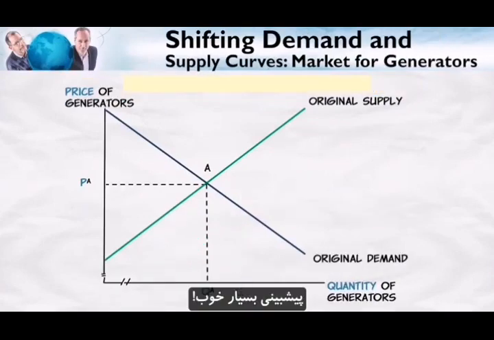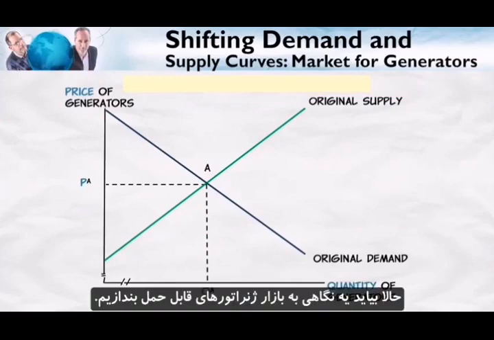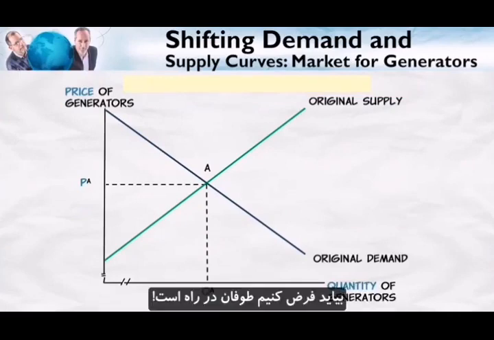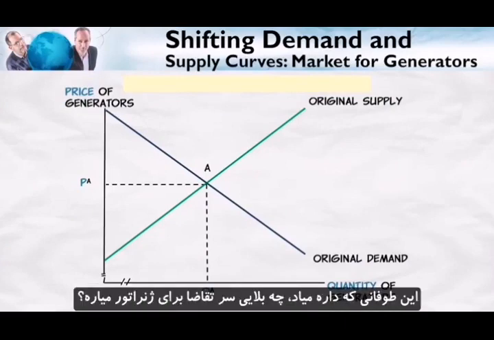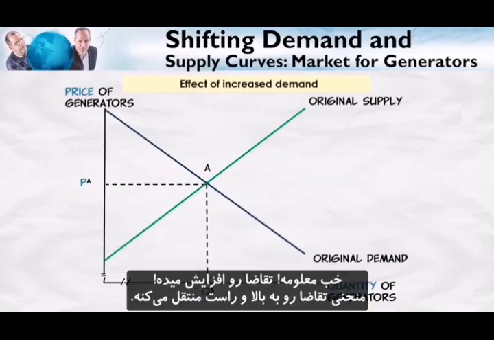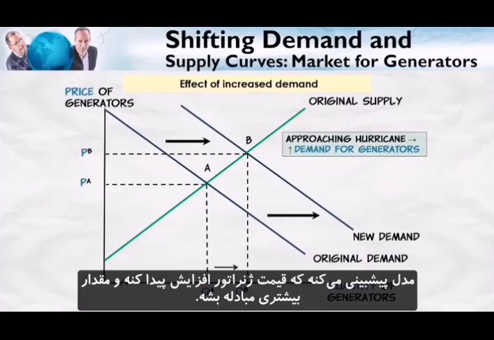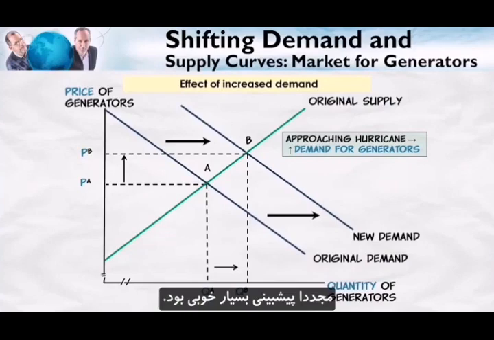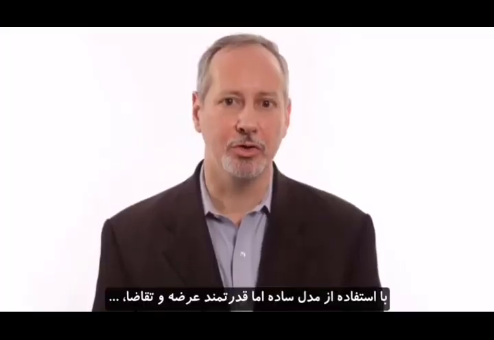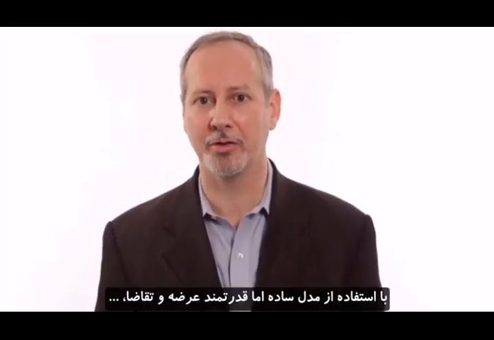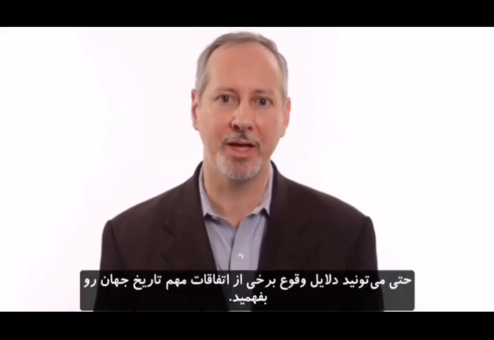Pretty good prediction. Now let's look at the market for portable generators. Let's suppose that a hurricane is approaching. What will the approaching hurricane do to the demand for generators? Well, it will increase the demand, shifting the demand curve up and to the right. What does the model predict? The model predicts an increased price of generators and a greater quantity exchanged. Also, a pretty good prediction.